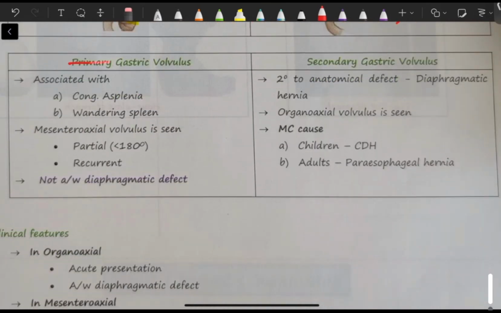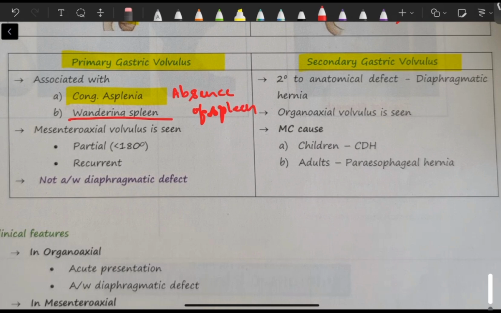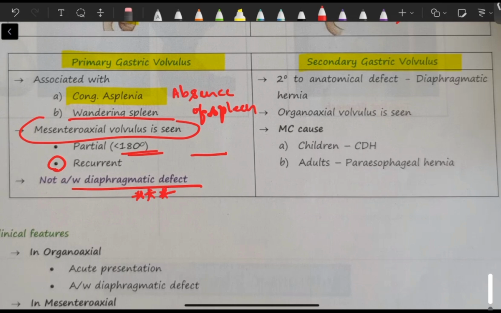It can also be classified as primary gastric volvulus and secondary gastric volvulus. Primary gastric volvulus usually is associated with congenital asplenia, that is congenital absence of the spleen, and a wandering spleen can also be there. So in primary gastric volvulus, mesenteroaxial volvulus will be seen. Okay, and it is partial or less than 180 degrees. It does not rotate fully along the vertical axis, it rotates halfway, and it is usually recurrent and not associated with any diaphragmatic defect. In primary, we are unable to find any cause, we only know the associations and what happens in that condition.